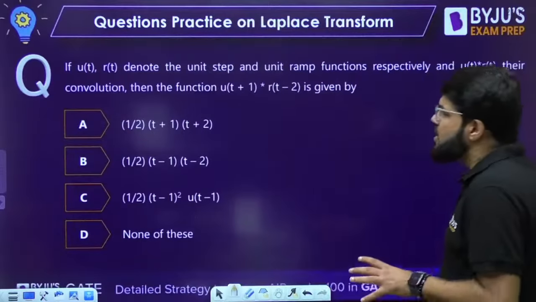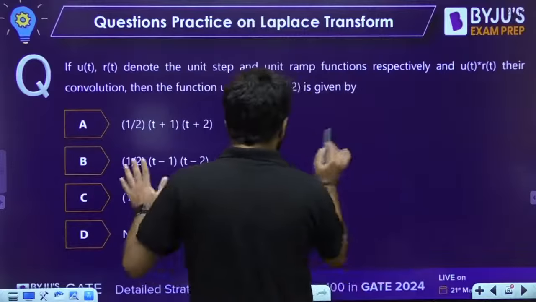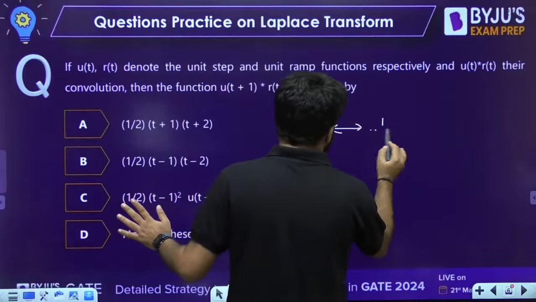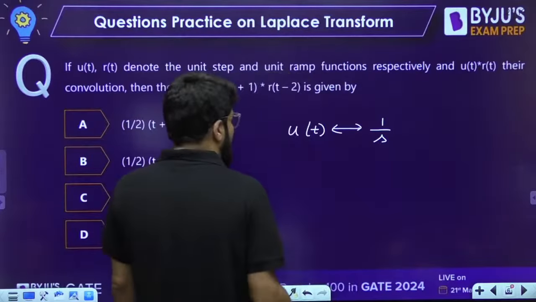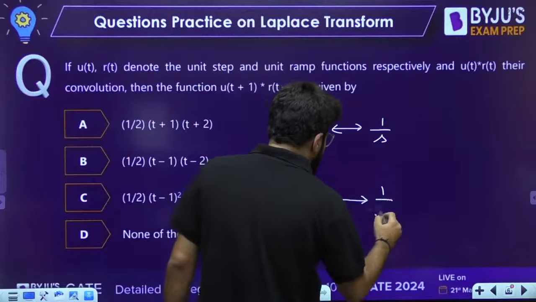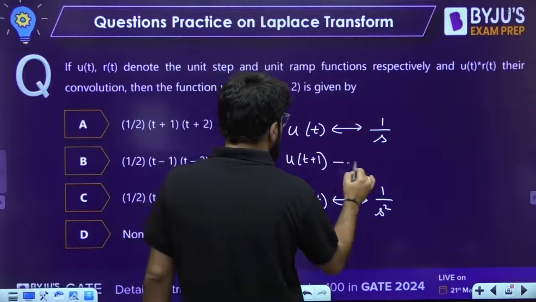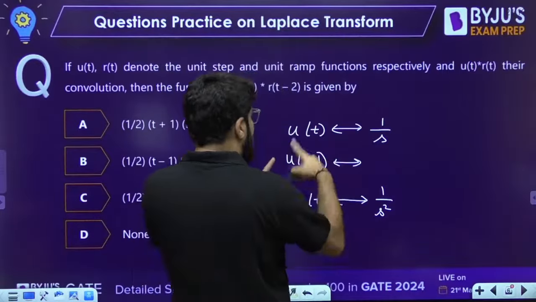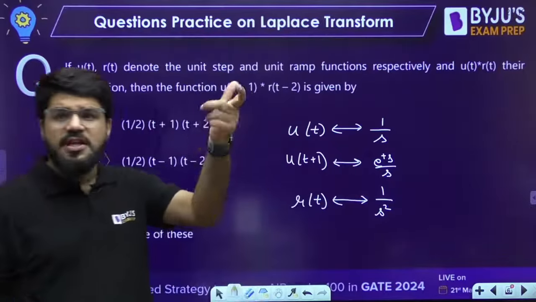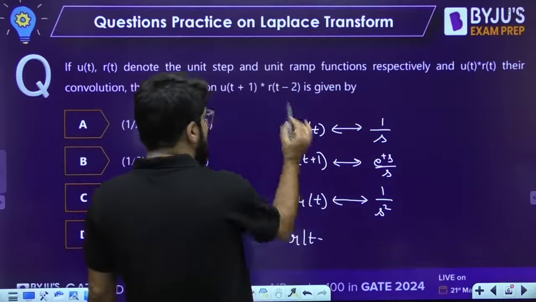What you can do here is take the help of the Laplace transform, because we fundamentally know that for the step signal, the Laplace transform is 1 by s. And for the ramp signal, the Laplace transform is 1 by s square. We know those basics. So what should be the Laplace transform for u(t+1)? We can apply the time shift property: u(t+1) goes to e raised to the power plus s divided by s. Time shift corresponds to the exponential term. What should be the Laplace transform for r(t-2)?